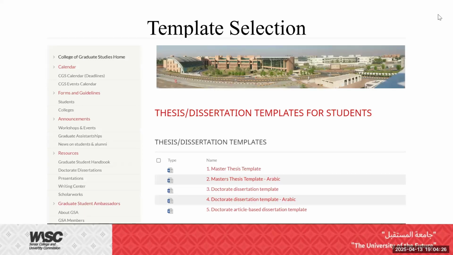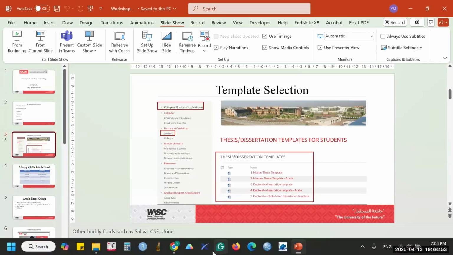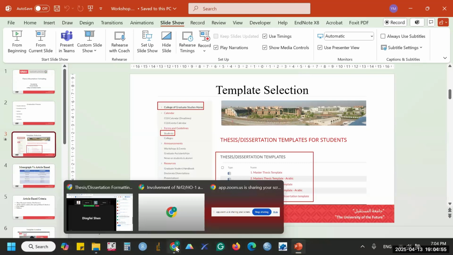So the first thing is to select the right template for your thesis or dissertation. As you know, we have different colleges, and each college has a different template, especially the cover pages are different from other colleges. So let me show you how to get this template. Basically, you get it from the CGS website.